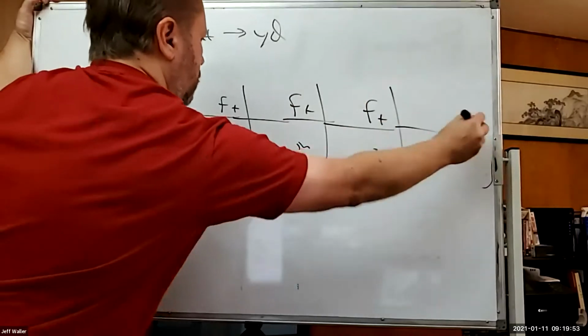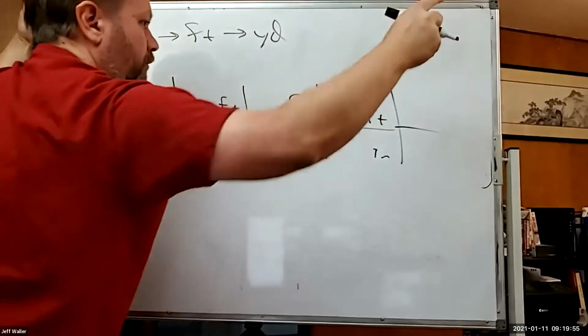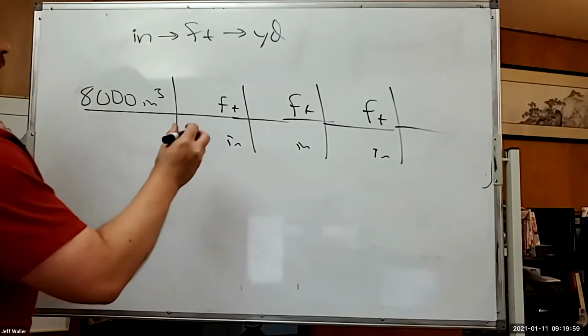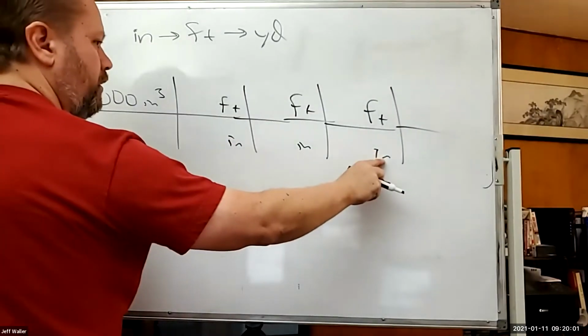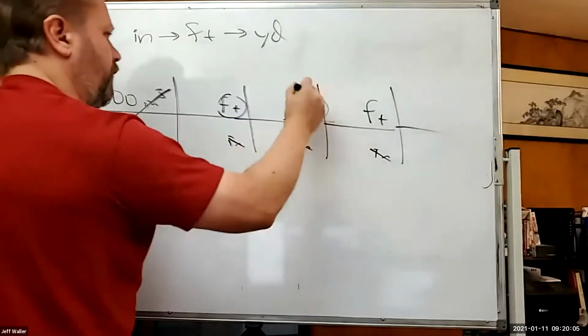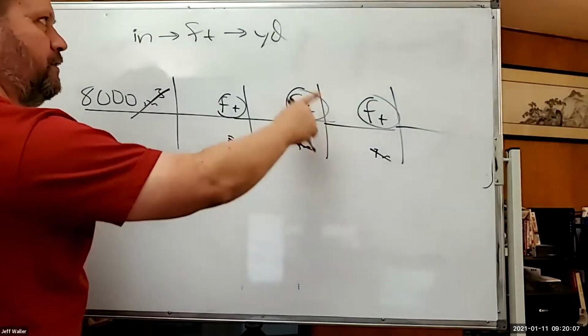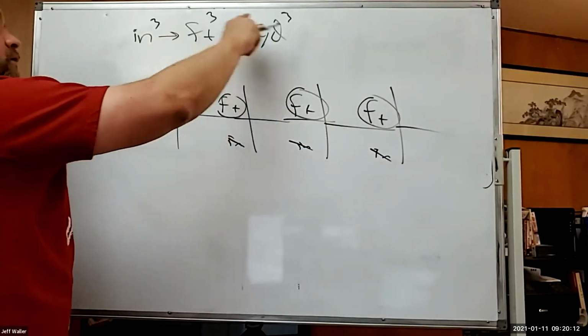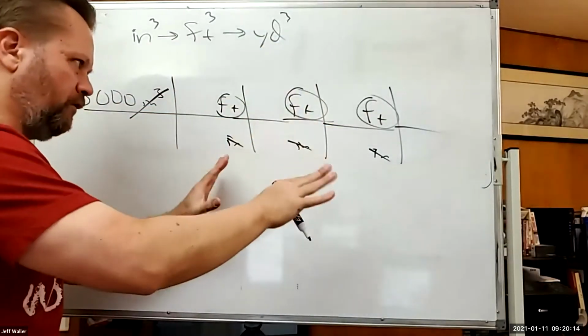Then I'd have to do foot to yard, foot to yard, foot to yard, right? Does that make sense by itself? Inch, inch, inch, die. Now I'm in cubic feet, but is that what I want? No, I want to go from cubic inches to cubic yards. Is everybody with me so far?